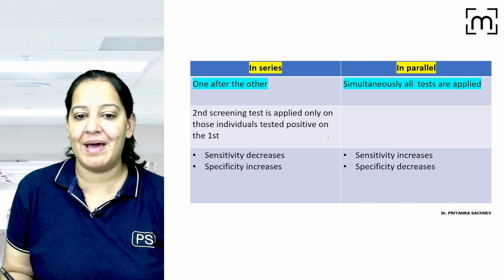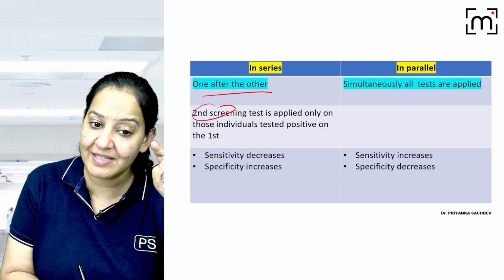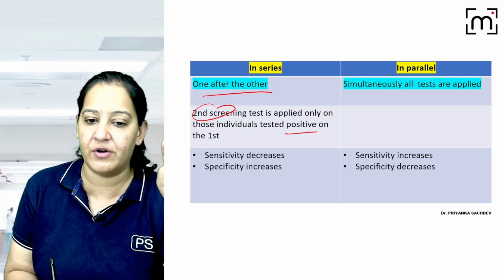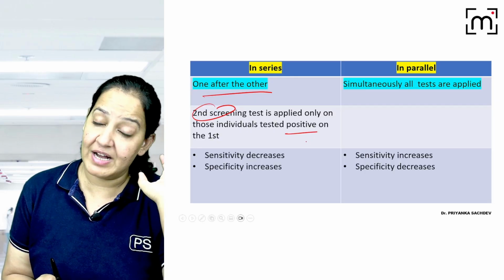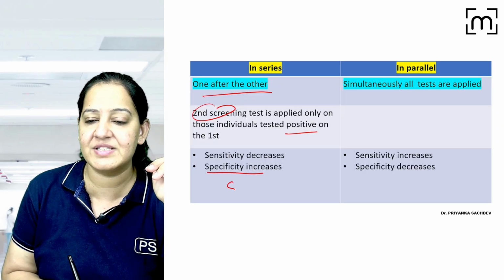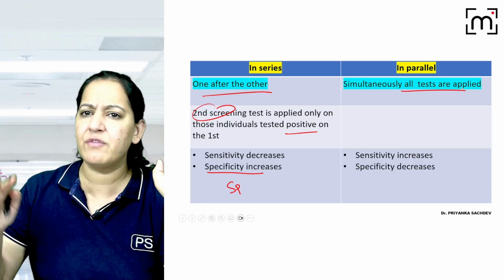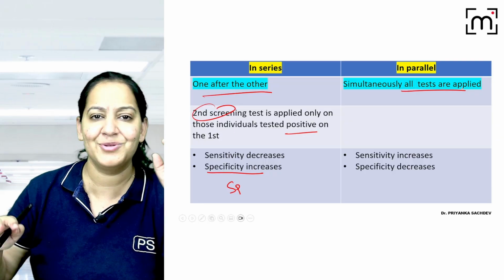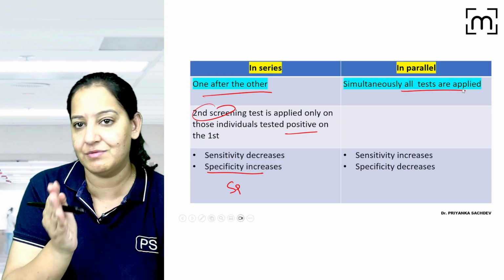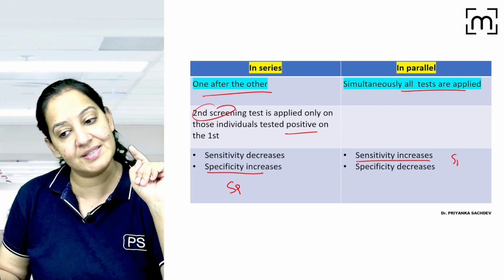So what is series? What is parallel? In series, the tests are applied one after the other. The second test is applied only on those individuals who are positive for the first, and we will consider positive only if both are positive. By doing so, we increase the specificity. In parallel we apply all the tests together, so if any one of them is positive, we consider it positive. By doing so, we are increasing the sensitivity.